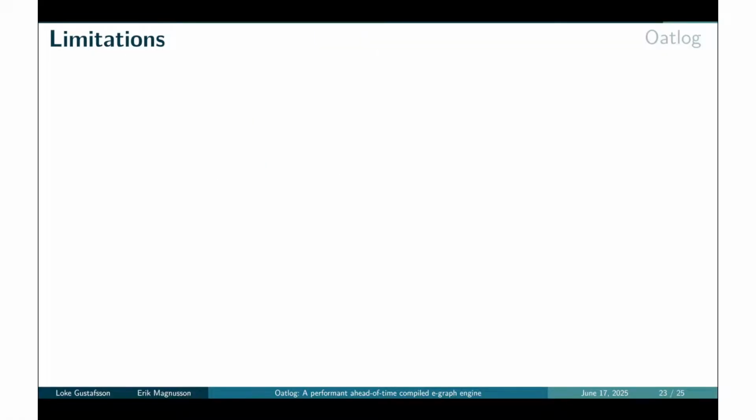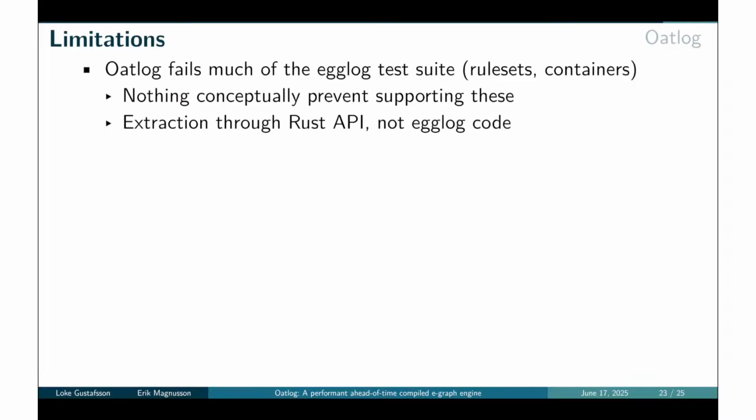While we have focused on Oatlog's strengths, there are also limitations. Oatlog fails much of the egglog test suite due to missing features such as rule sets and containers. There is nothing conceptually or architecturally preventing Oatlog from implementing these, but we have simply prioritized the performance of the core language. Other features, such as extraction, are available only through the Rust API, not through the egglog code, to suit the embedded rather than interactive use case.